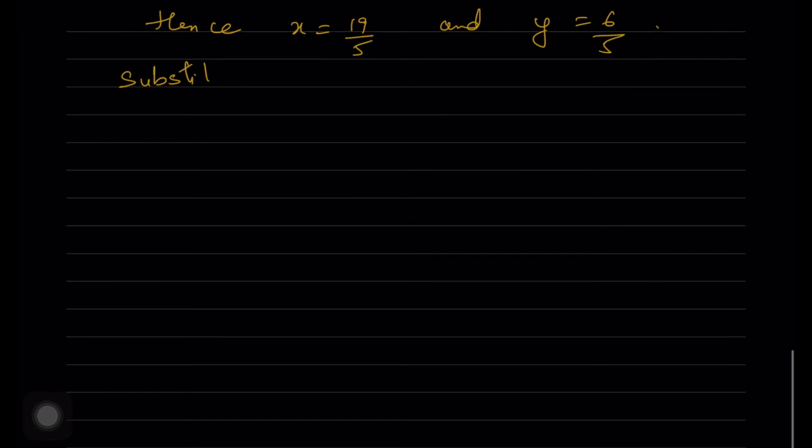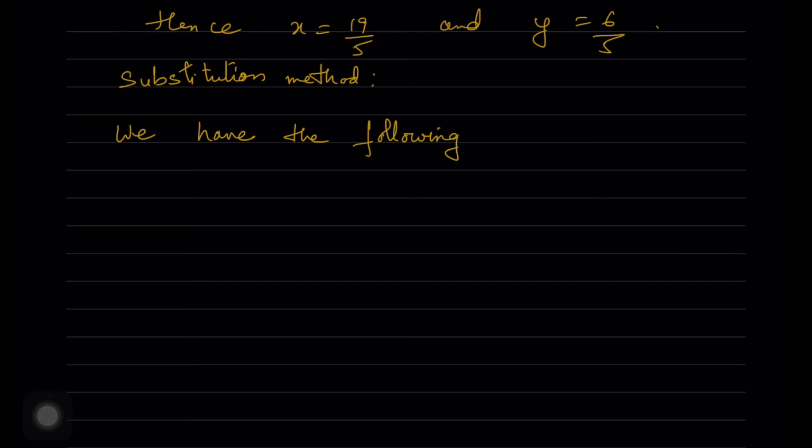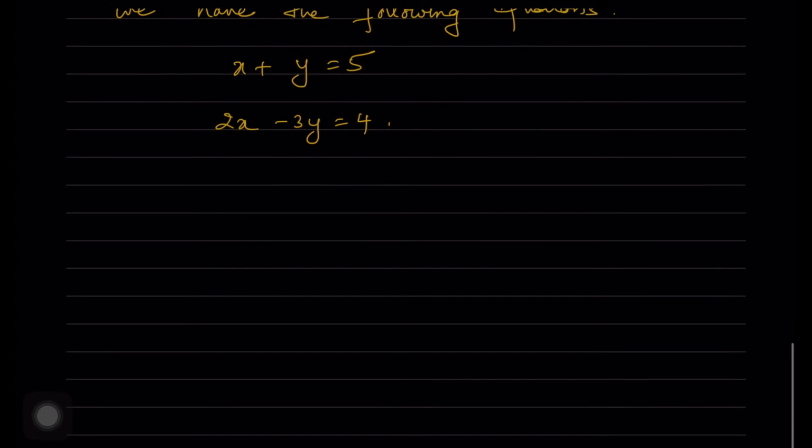Next, the substitution method. In the substitution method, we take both the equations and we substitute one variable in terms of the other variable, and then we find that variable, and then again to get back the value of the other, we substitute in that equation. So how do we do this process? We'll just go through. So x plus y is equal to 5. The second equation is 2x minus 3y is equal to 4.